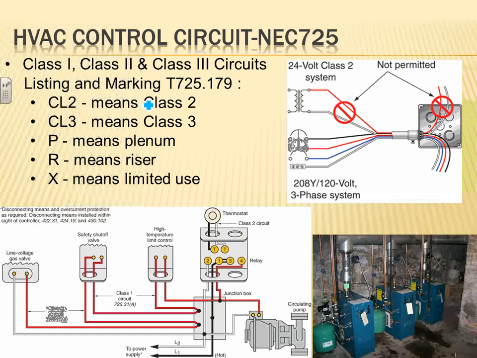A class 3 circuit gives you a higher voltage, but not a whole lot of amps. Higher voltage, very limited amps, just for distance and voltage drop. But for the most part, you use class 2 circuits. With class 2 circuits, there are labels you have to be aware of. CL2 cables will be class 2 circuit, CL3 is class 3. P stands for plenum, R for riser, and X for limited use. You guys don't use X.